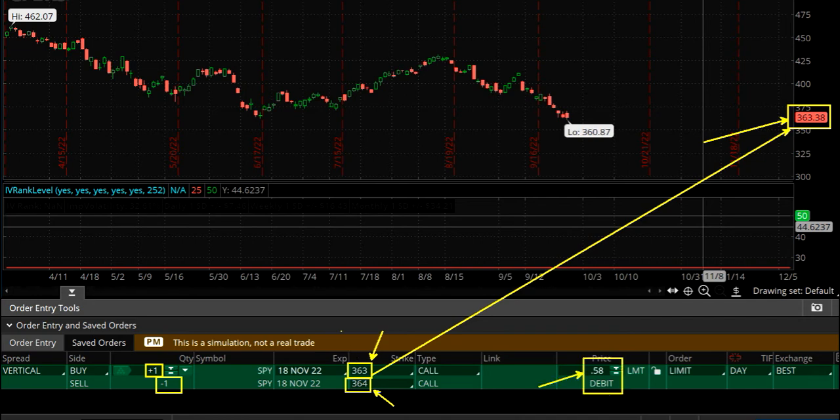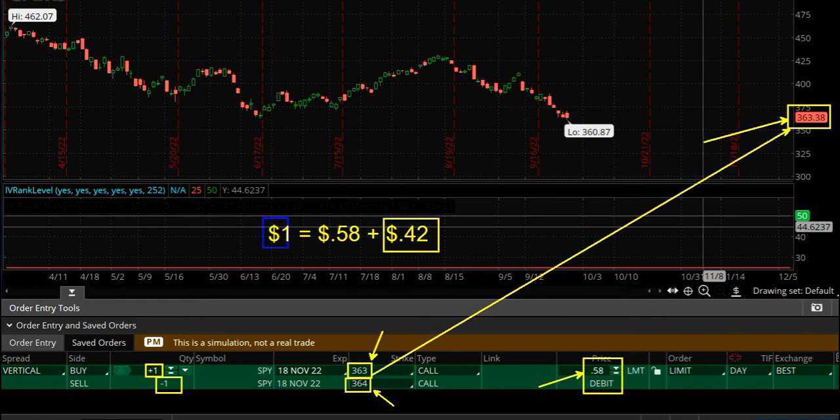And in this case, because it's $1 wide, what that means is max potential profit plus max potential loss always has to equal the width of the strikes. So if the strikes are $1 wide, which means 363 to 364, and we are paying 58 cents for this long call vertical, what is the most we can make? Well, it has to equal $1.